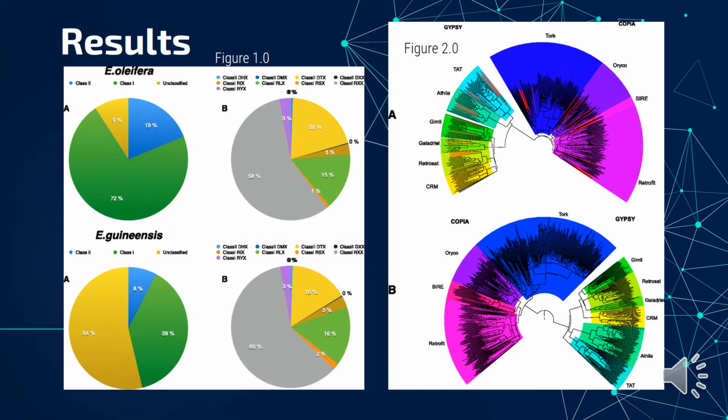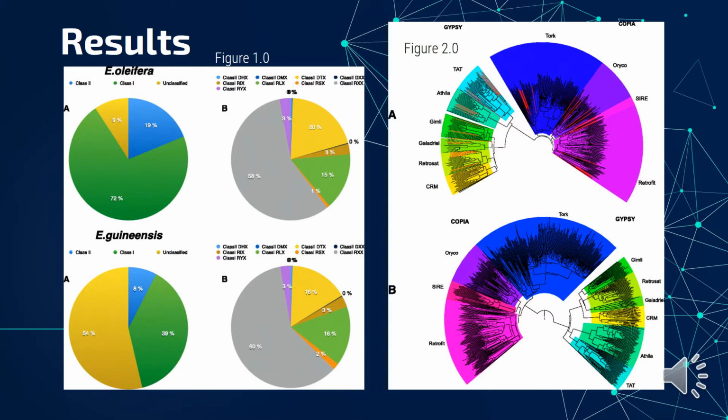Next is the result of the study. There are 347 consensus sequences of Elaeis oleifera, comprising 72% of class 1 and 90% of class 2. And there are 9,915 consensus sequences of Elaeis guineensis, showing 39% of class 1 and 8% of class 2.